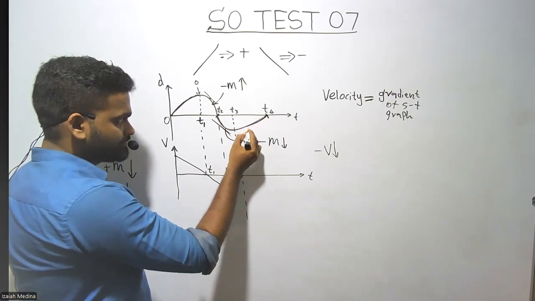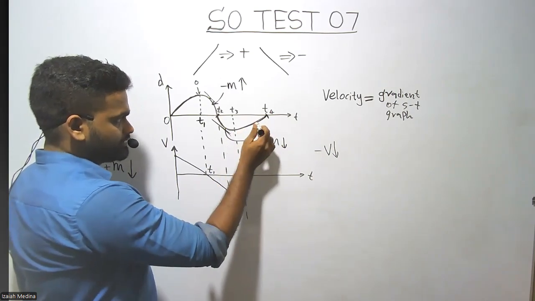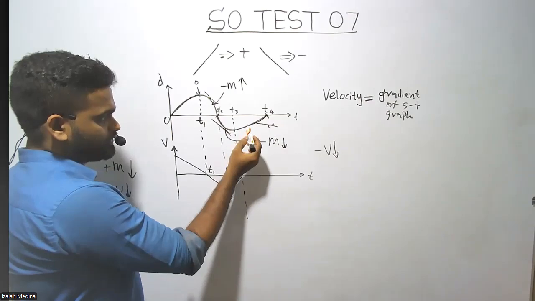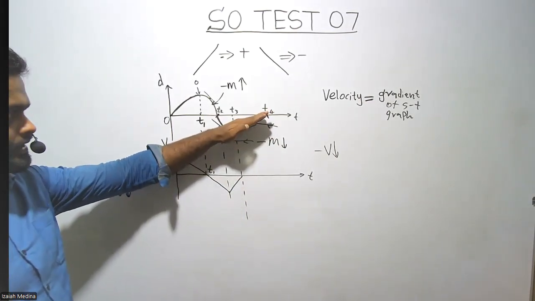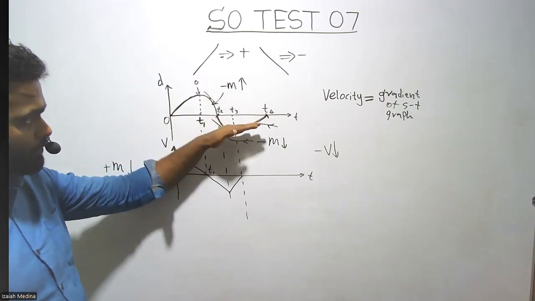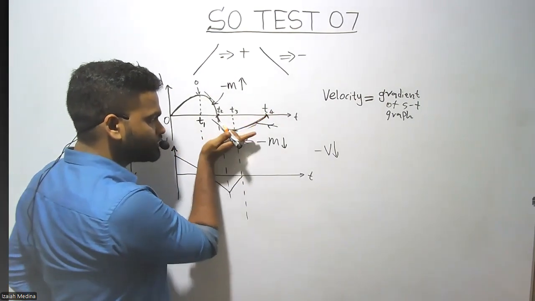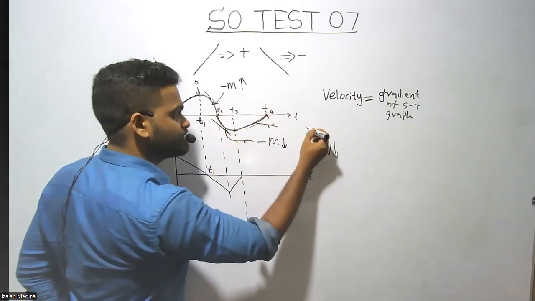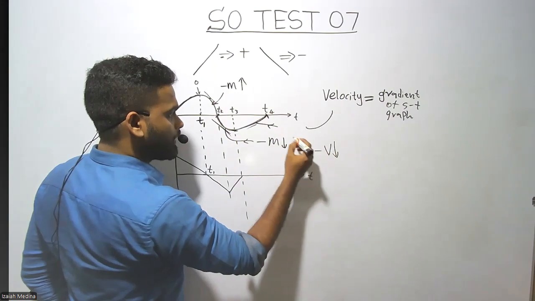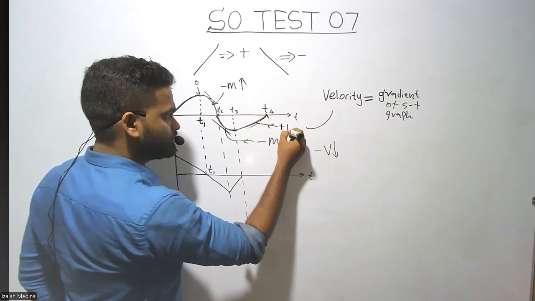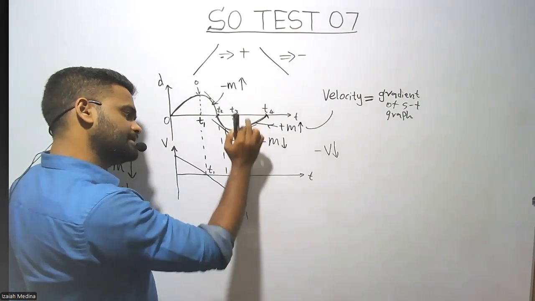So what happens here? First think about the sign of the gradient. If you draw a tangent, it is like this. So it is positive. Actually from 0 to here, the positive tangent is increasing, right? It goes like this. Slope is increasing. So positive gradient is increasing here.